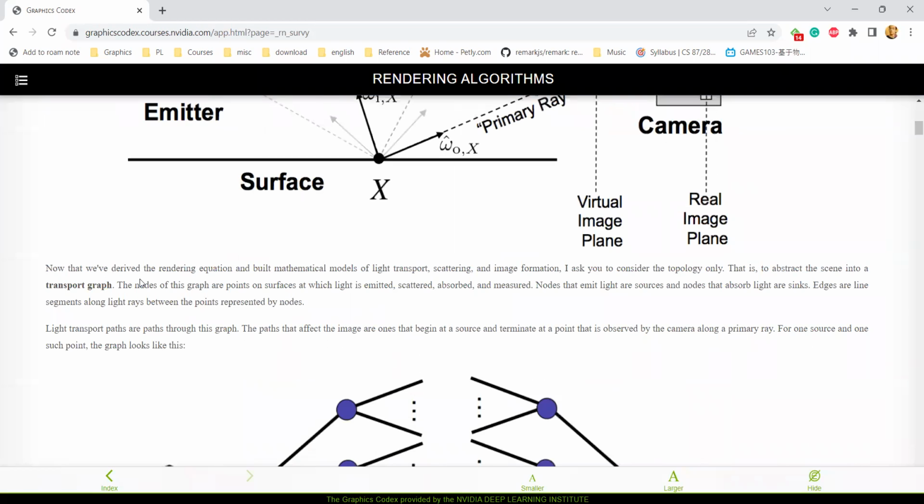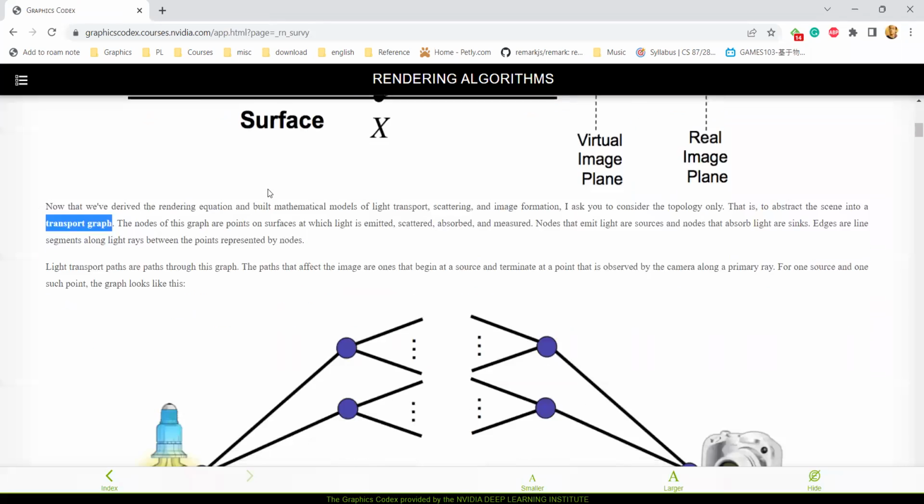Now that we've derived the rendering equation and built mathematical models of light transport, scattering, and image formation, I ask you to consider the topology only. That is, to abstract the scene into a transport graph. I didn't think this way before.